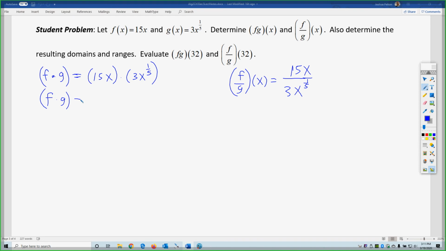Oh, we never put the x over here. I'm going to put that in, don't we? This is improper notation. F times g of x. F times g of x.